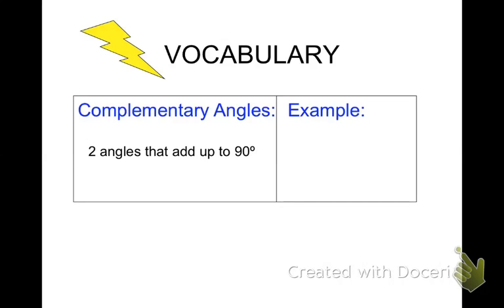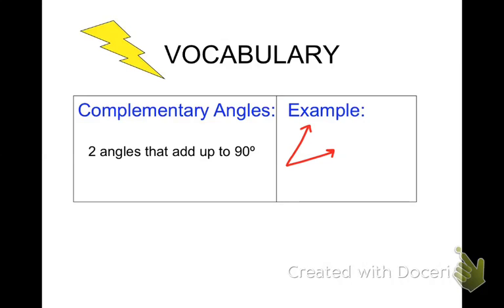Now if we talk about complementary angles, it's two angles that add up to 90 degrees. So for me to have complementary angles, I'm going to have two different angles, and as long as the degrees of both of those angles add up to 90 degrees, they're complementary angles. Okay, so let's do an example over here.